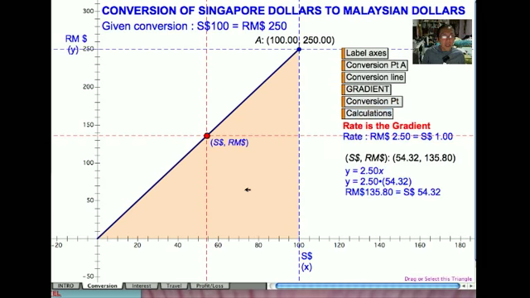This line has an equation y equals 2.5 times x. 2.5 is the exchange rate and x is the number of Singapore dollars. The exchange rate times the number of Singapore dollars would give you the Malaysian dollars.